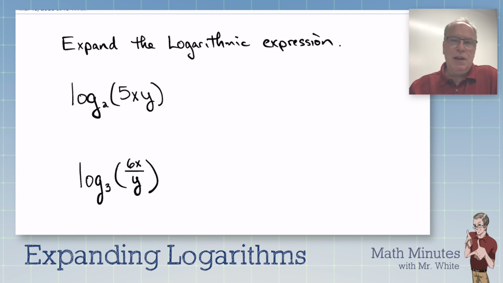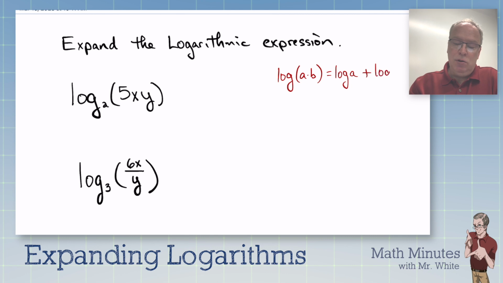So in this first example, log base 2 of 5xy, we're going to use the property. I'll write it off to the side here. The property is that whenever you have a logarithm, any base, it doesn't matter, I'm just going to do base 10 here, and you have a product, two things being multiplied on the inside, you can split it into two logs, log A plus log B. And you can check out my other videos to explain why that might be.